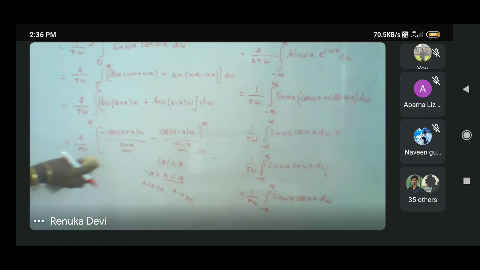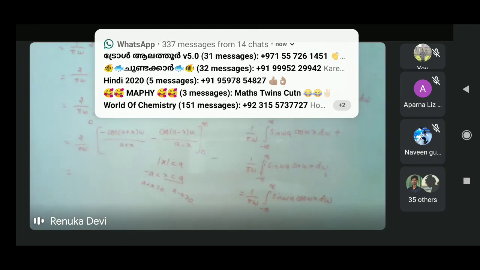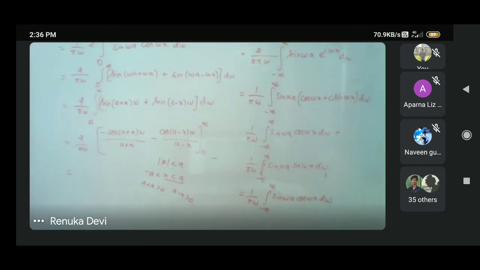Now, if you take W to be infinity, that is cos of infinity, for what value of cos will the value be infinity? Is it possible? Is it okay or not?